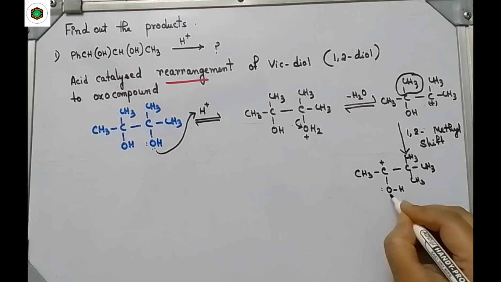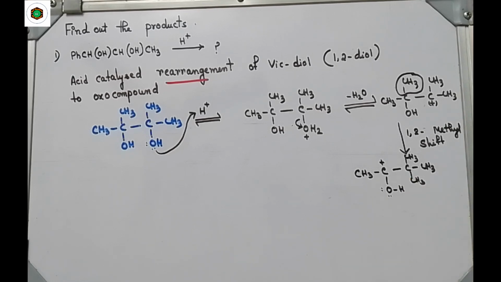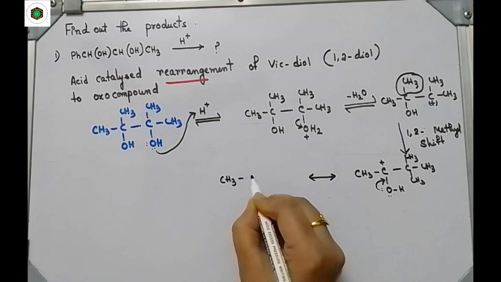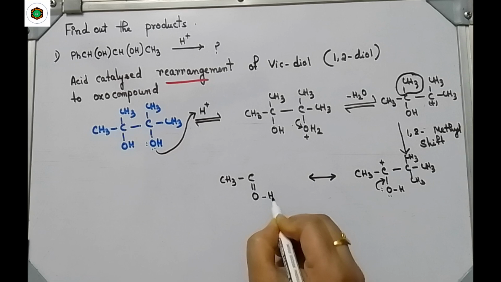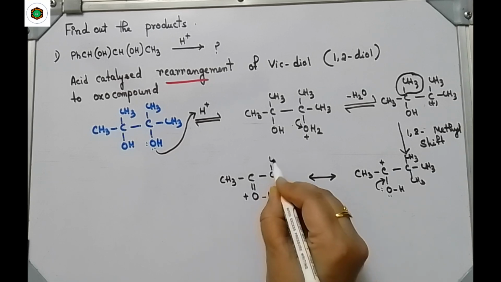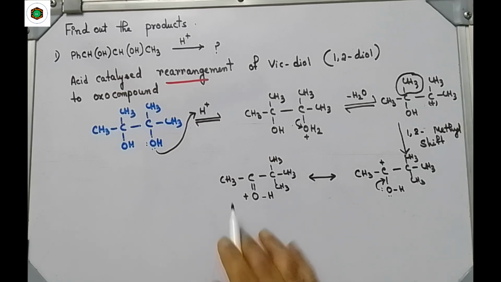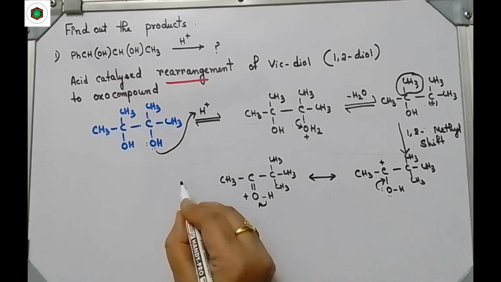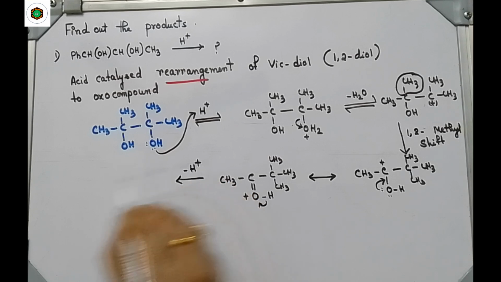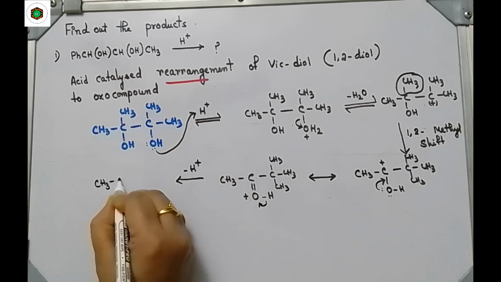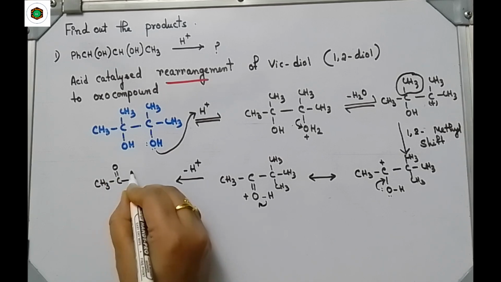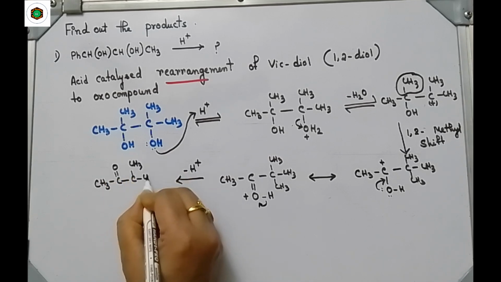Now see, here incomplete octet is there for this carbocation. So lone pair will be donated here. And more stable resonating structure we will get this one. CH3, C double bond OH plus, CH3, CH3. This is more stable resonating structure because here octet is completed. Then what will happen? Removal of H plus will give the ketone. Pinacolone we are getting.